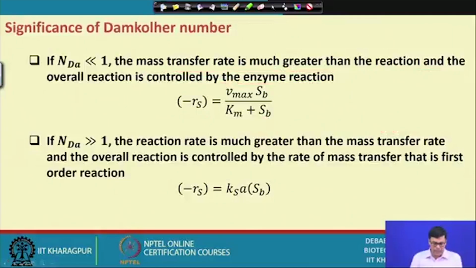Next case, what is that? If NDA is greater than 1, then the velocity of reaction is more as compared to the mass transfer. So, in that case, the velocity of reaction is not an important factor. The limiting factor is the mass transfer. What is the mass transfer? Mass transfer is equal to Ks As into Sb. That is the maximum mass transfer. So, this is first order with respect to bulk substrate concentration. We can write this expression like this.